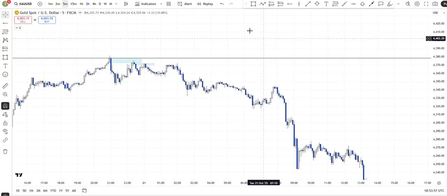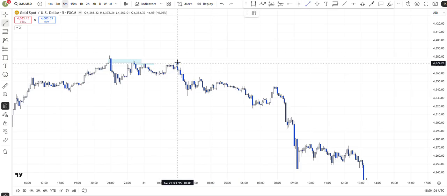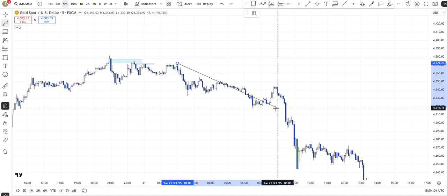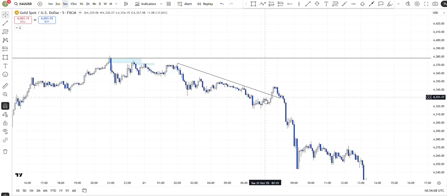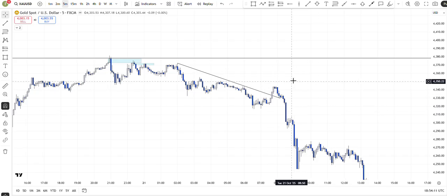Trends break all the time, and you know why? It's because they don't know where the highs and lows are. If I draw a trend line here, you can say, oh look, there are touches off the trend line. The trend line breaks, people go long here because they don't have any context, and then they get absolutely smashed.